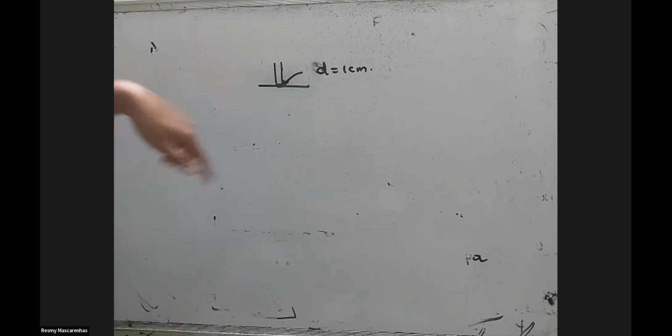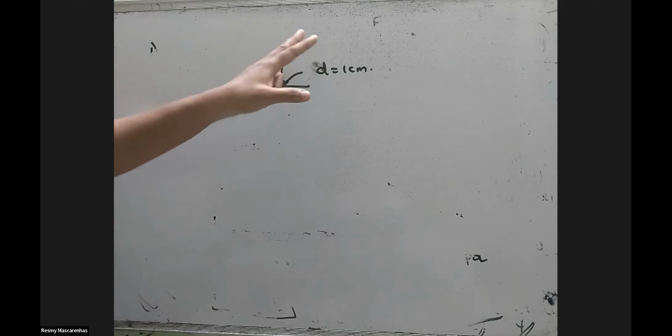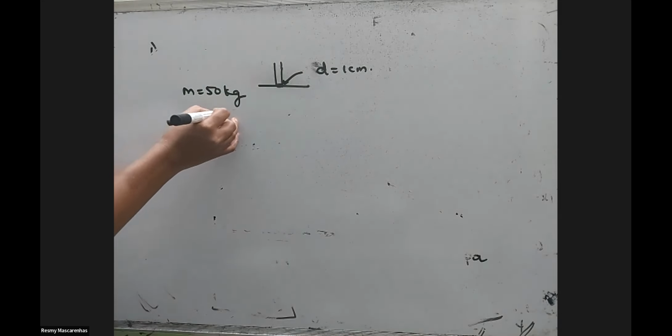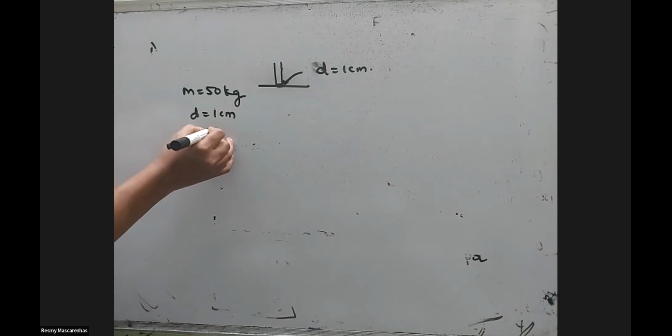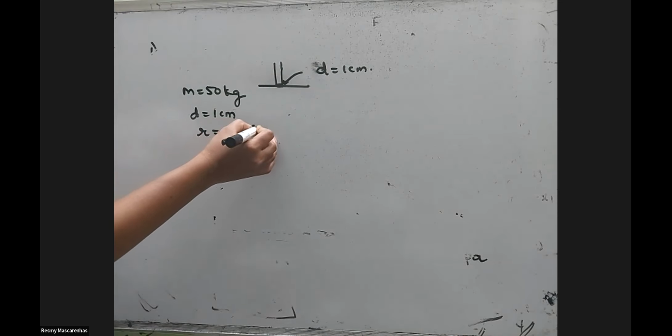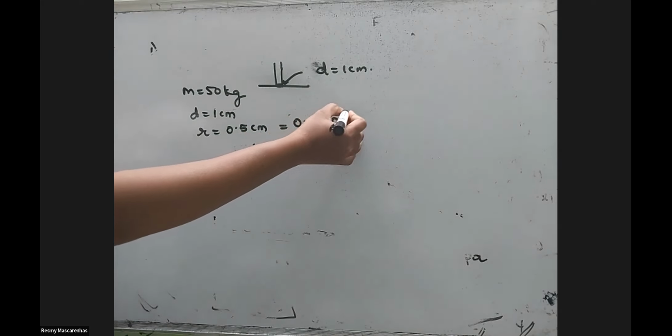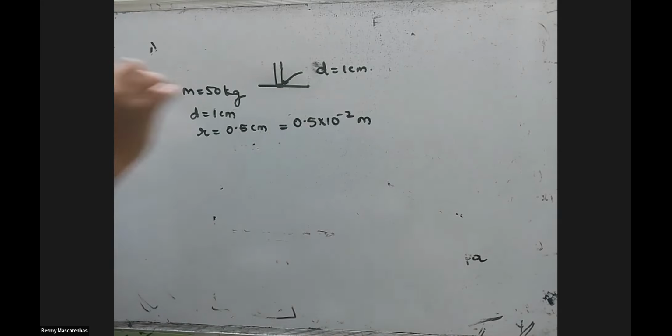Only one heel, okay? If there were two heels, then you would have to double the area, like for the previous one where we considered two bones. But now they have specifically mentioned just one heel. The mass is 50 kg, diameter is 1 centimeter, so radius will be 0.5 centimeter, which is 0.5 into 10 raised to minus 2 meters. Always convert into meters. If it was area, then it would have been squared.